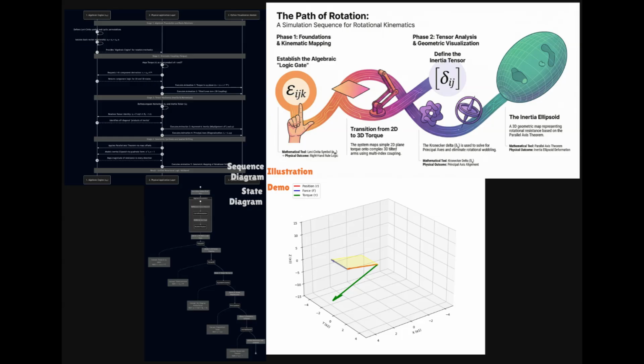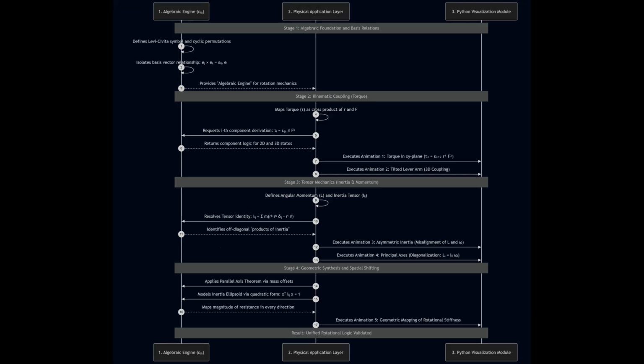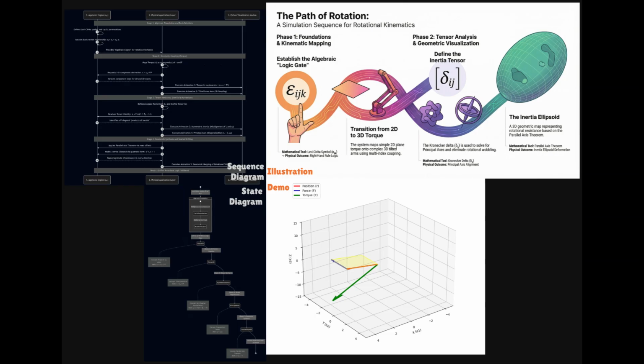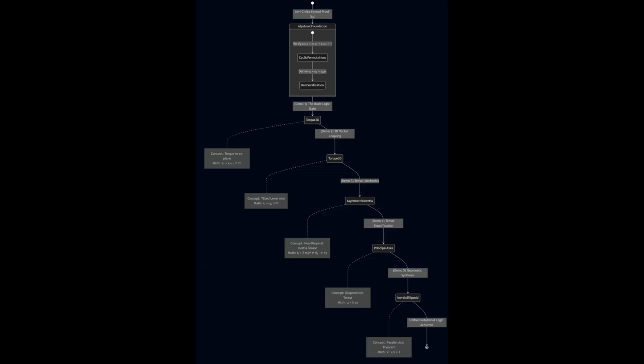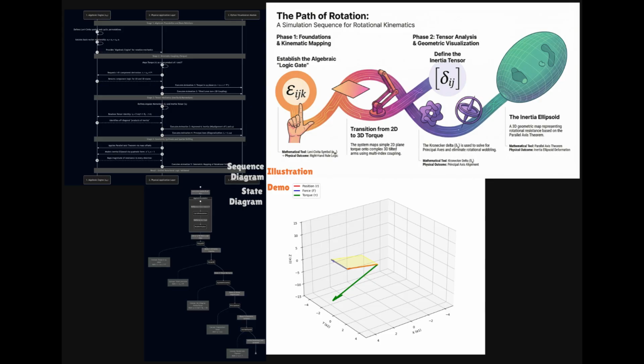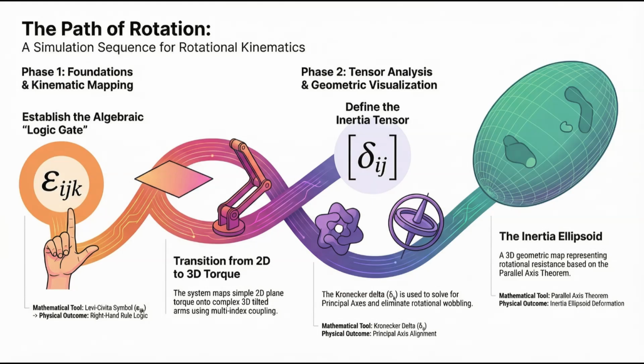This leads to the study of asymmetric inertia, revealing how off-diagonal mass distribution causes rotating objects to wobble, because their momentum and rotation directions misalign. Alignment and synthesis. The final states, principal axis and the inertia ellipsoid, show how mass alignment simplifies these mechanics and how the entire tensor can be visualized as a 3D volume that maps rotational resistance in every possible direction.